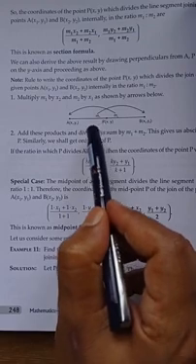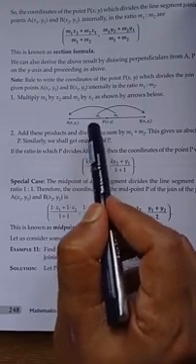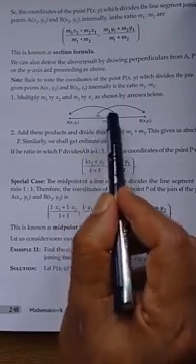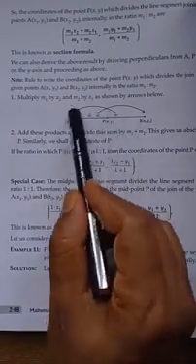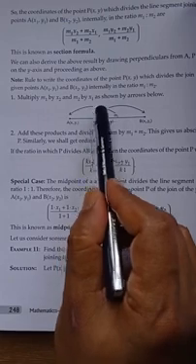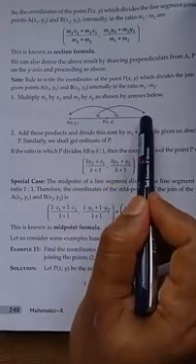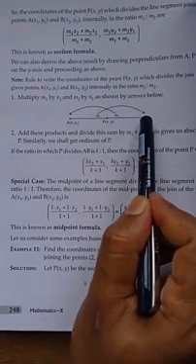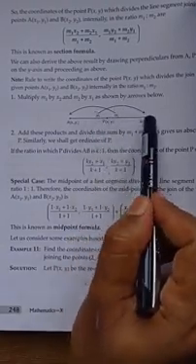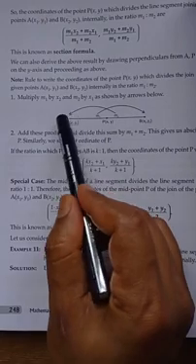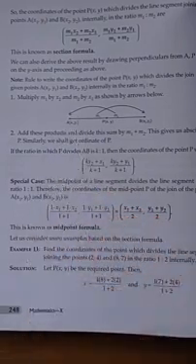Easy, isn't it? So we will not mention the alphabets anymore. We'll just use the numbers here and we will just multiply them directly. So m1 x2 plus m2 x1 by m1 plus m2, and for the y coordinate, m1 y2 plus m2 y1 divided by m1 plus m2. So let's see how it is done.